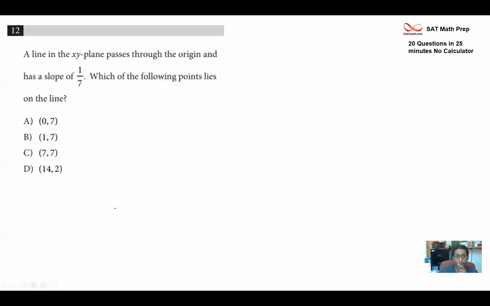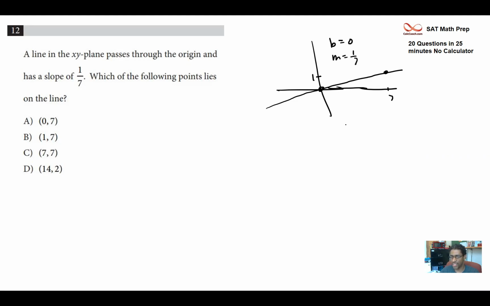All right, great. A line in the xy plane goes through the origin and has a slope of 1/7. So we go up 1, and then over 7. Rise over run. Well, the fact that it's through the origin means that b is 0. The slope is 1/7. The equation is y equals 1/7 of x.